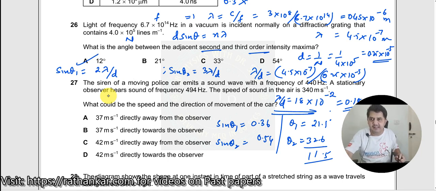This is a lengthy problem, but nevertheless, you need to do the calculation. There is no other easier method to calculate this.